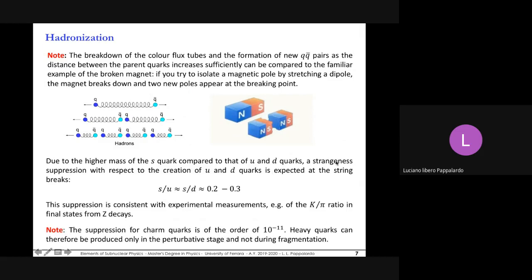What about heavier quarks, so the charm quarks? Now this is completely suppressed because of energy conservation, of course. So the suppression of charm quarks is of the order of 10 to the minus 11. Essentially you will never get charm-anti-charm pairs from this string breaking process. And so heavy quarks can therefore be produced only in the perturbative stage and not during the fragmentation process.